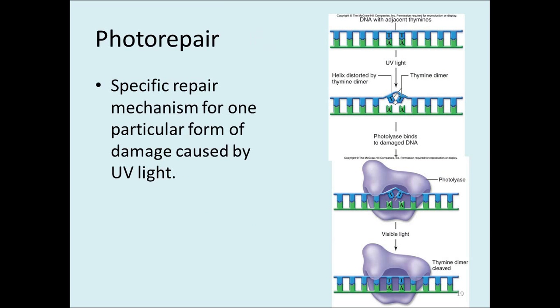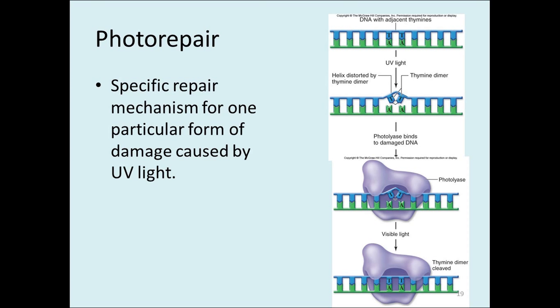Photorepair is a specific repair mechanism to repair damage caused by UV radiation. UV radiation causes thymine bases that are next to each other to covalently bond together instead of bonding to their adenines. In photorepair, the enzyme photolyase absorbs light and uses that energy to split the thymine bases and glue them back to the adenines where they belong.